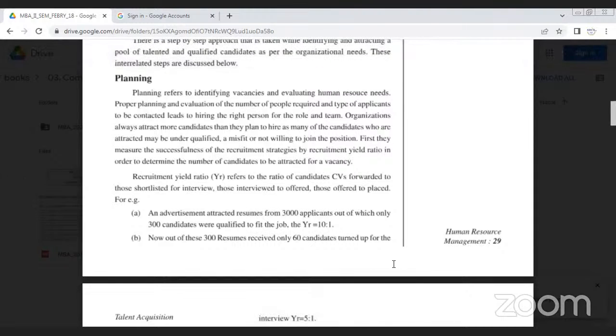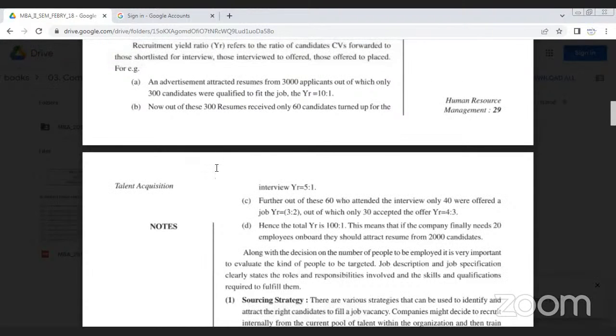For example, an advertisement attracts resumes from 3,000 applicants, out of which only 300 candidates were qualified to fit the job. Now out of these 300 resumes received, only 60 turned up for the interviews. Further, out of these 60 who attended the interviews, only 40 were offered a job, out of which only 30 accepted the offers. Hence, the ratio is 100:1. This means that if the company finally needs 20 employees on board, they should attract resumes from 2,000 candidates.